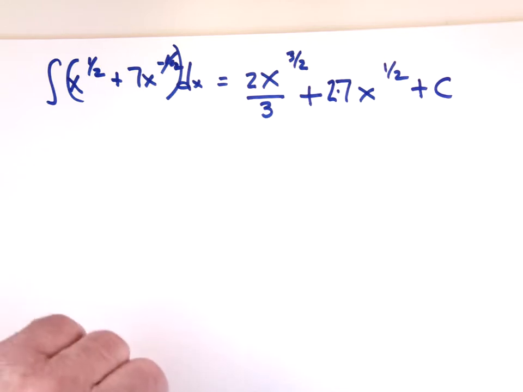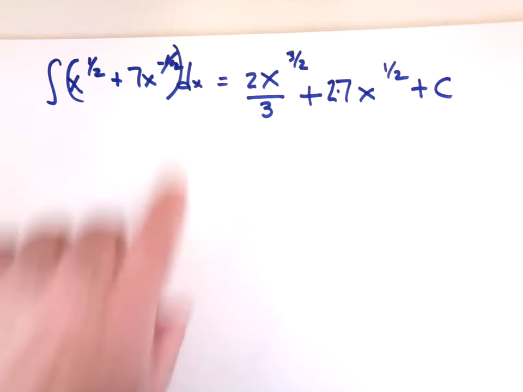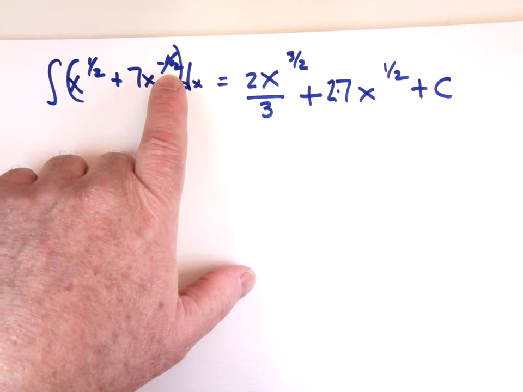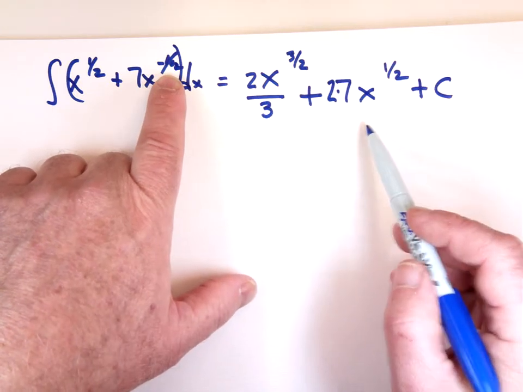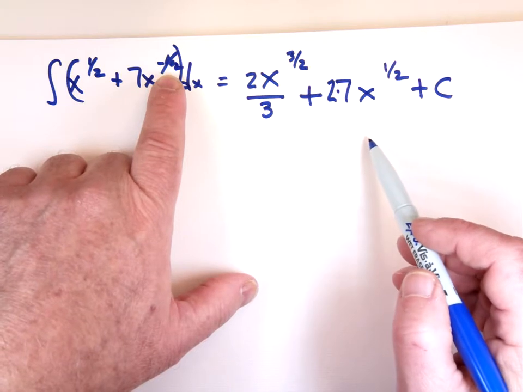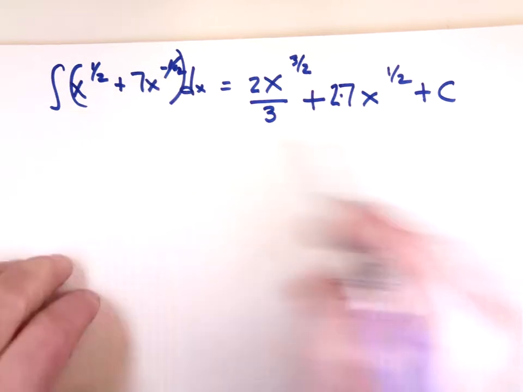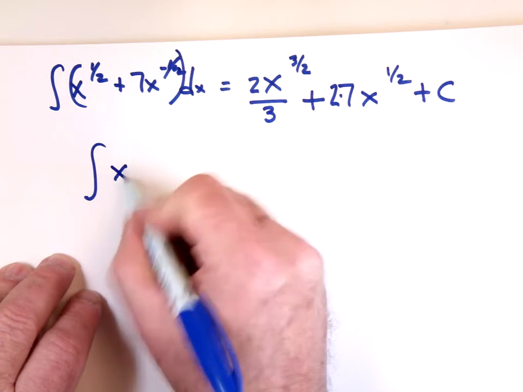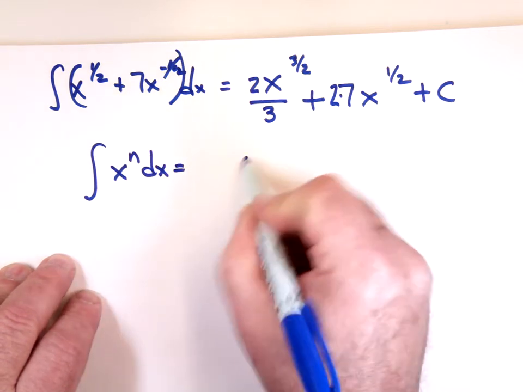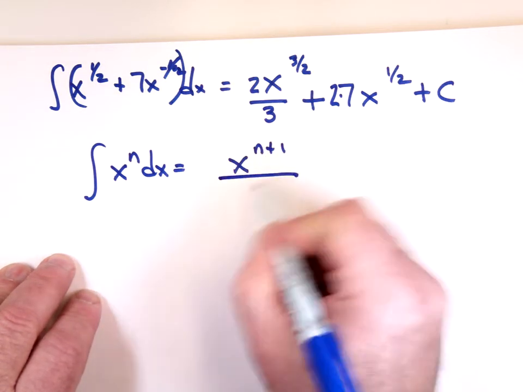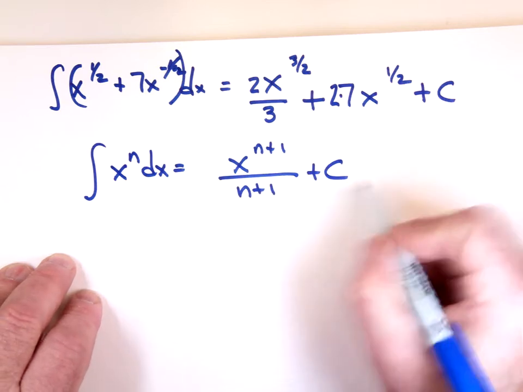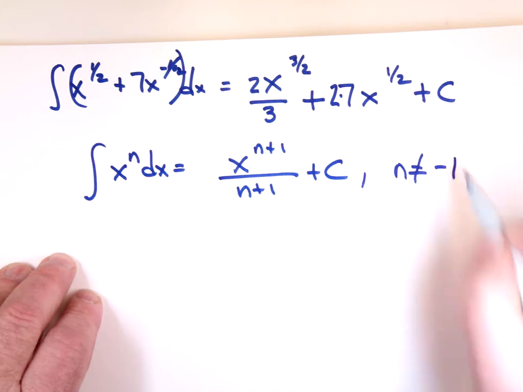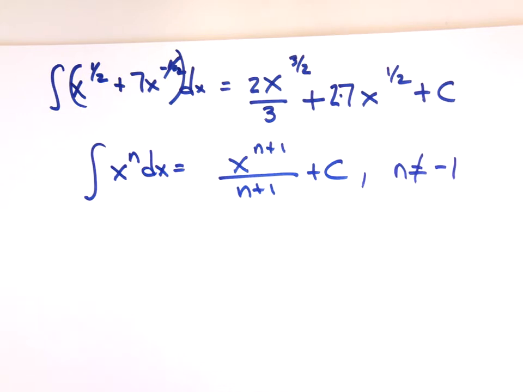Okay? Everybody see that okay? What I've done is added 1 to the negative 1/2, giving you a positive 1/2, and divide by the new exponent, which is 1/2. But when you divide by 1/2, you're multiplying by 2. I'm using this rule: the integral of x to the n is x to the n plus 1 divided by n plus 1, plus c. That's the rule that I'm using, as long as n is not negative 1. When n is negative 1, then we get that natural log.